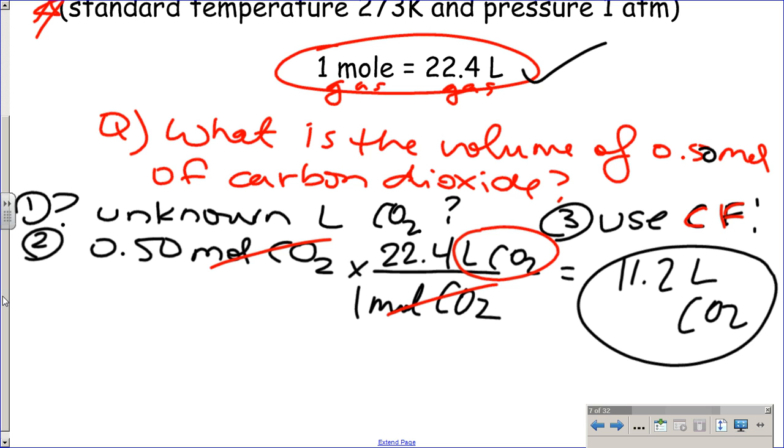What is step one again? Identify the unknown and write it down so that at the end you can go, oh, I needed liters of carbon dioxide. It's just identification of your unknown.